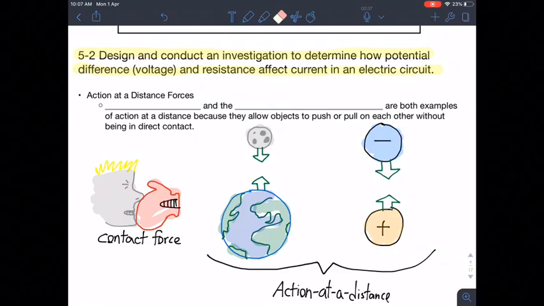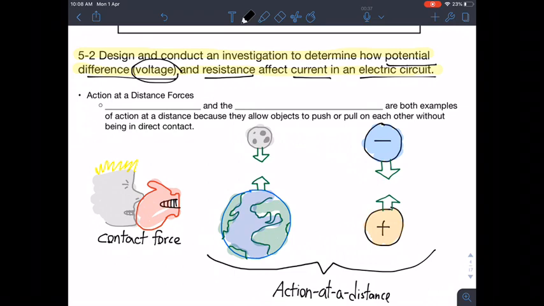Okay, so video number 2 for Unit 5, focusing on designing and conducting an investigation to determine how potential difference, which is also known as voltage, you've probably heard of that before, and resistance affect current in an electric circuit. So we've got 3 new things here that are all interacting: potential difference, or voltage, resistance, and current. And we're going to be designing and conducting an investigation with this to meet the learning objectives.